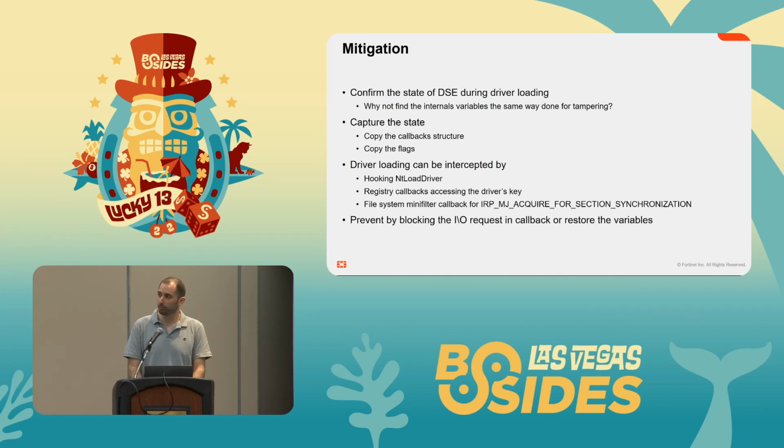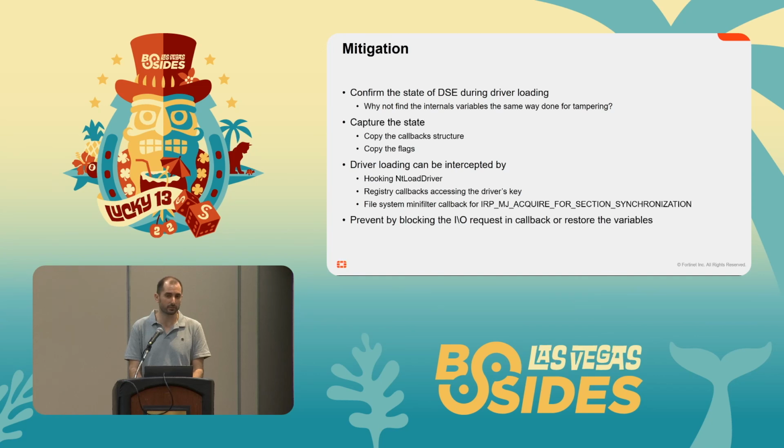And then we need to figure out when a driver is loaded. And not just that, we need to be able to manipulate that moment in time. We need to be able to control it. The driver loading can be intercepted by placing a hook in user space on the API call, but that's not really robust. In kernel, we can leverage callbacks like the registry operation callbacks or file system callbacks using a minifilter driver.